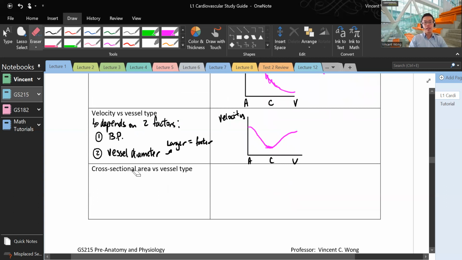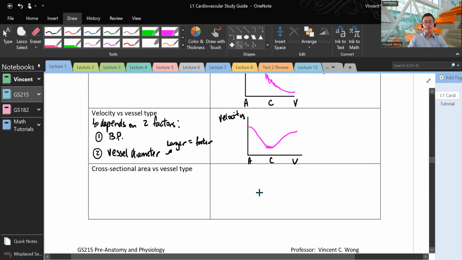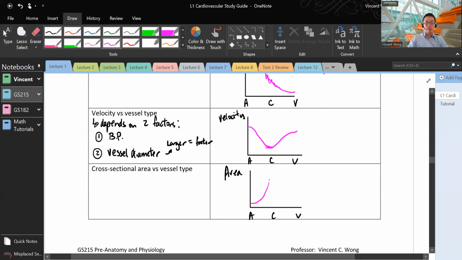Cross-sectional area. That's like if you measure all the areas of the vessels, how much would it cover? Right. So there we go. We have the area, A, C, and V here, and the graph looks like this.